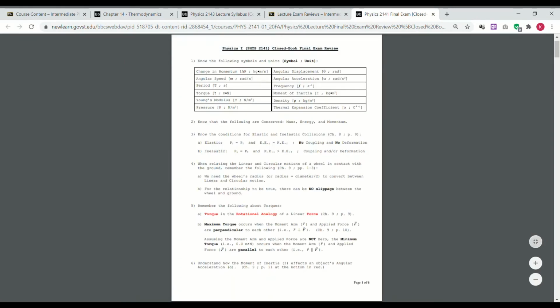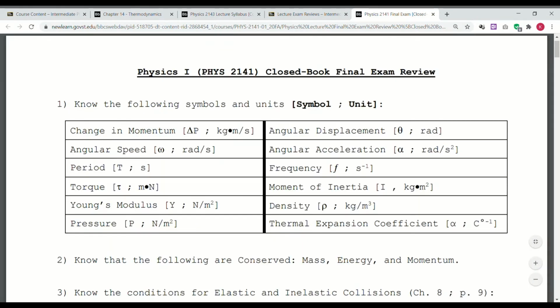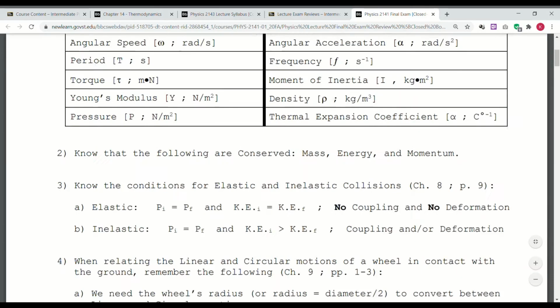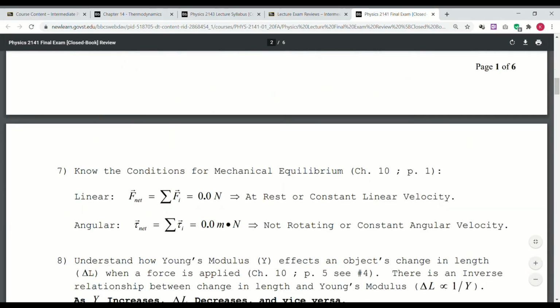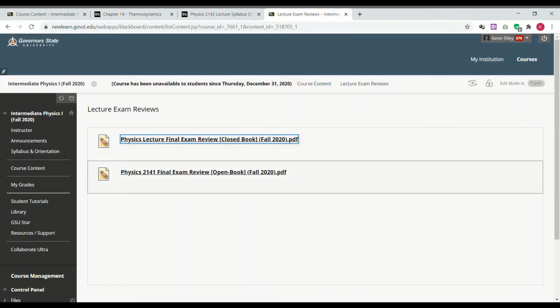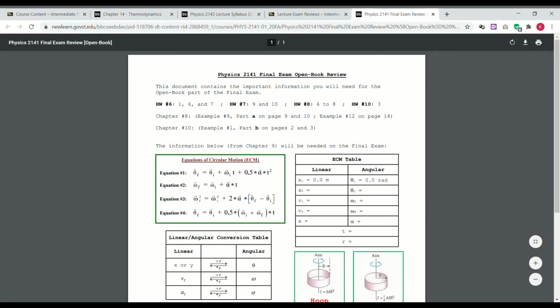So in Physics 1, I gave you a bunch of units and symbols to know. And then there are concepts that are mentioned here, stuff like that. And I tell you what chapter and information like that. So that was the closed book portion. Open book portion, very important.